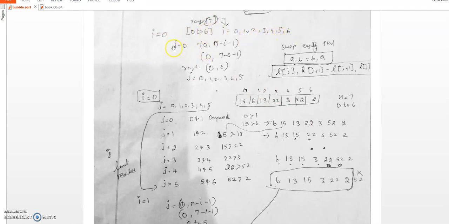Then j: when i equals 0, j also starts at 0, but the range is that the j value goes from 0 to n minus i minus 1. So 7 minus 0 minus 1, the j value takes 0 to 5: 0, 1, 2, 3, 4, 5.